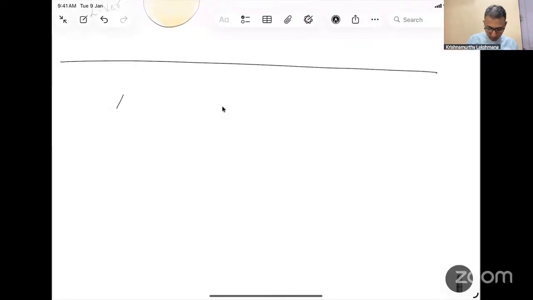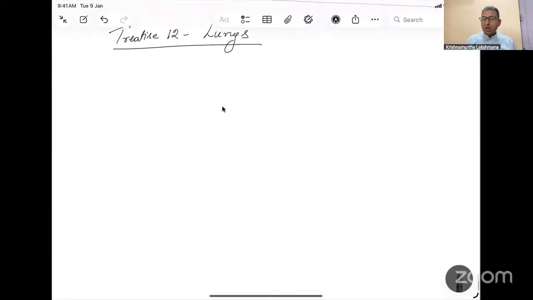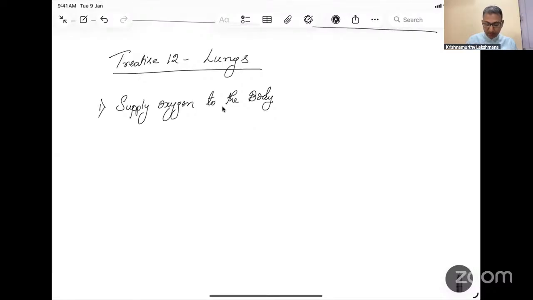So this is treatise 12. It is on lungs. So what are the things that lungs do? We'll write, the first one is supply oxygen to the body. Apart from this, what else do the lungs do as per traditional Chinese medicine?